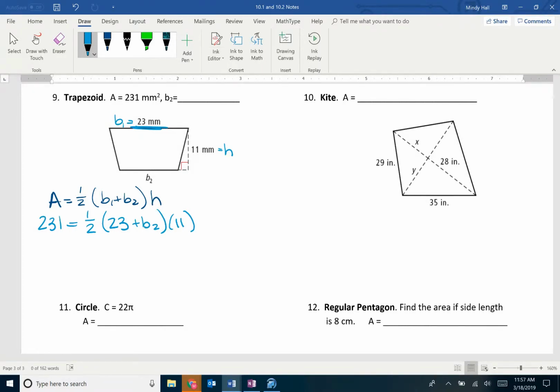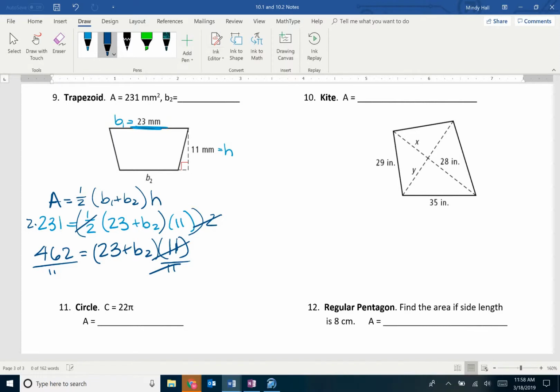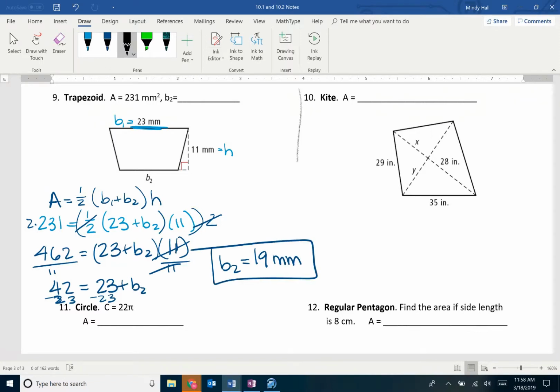To solve this, first I want to take care of this 1/2 because I don't really like seeing it. So I'm going to multiply both sides by 2, and we get 462. 1/2 times 2 cancels out, and then you have 23 plus B2 times 11. Even though it might be tempting to subtract because subtraction makes life easier, you actually have to divide first by 11, because if you don't, then you're breaking the order of operations. So 462 divided by 11 is 42. So we have 42 equals 23 plus B2. When we subtract 23, we get that B2 is 19. And because this is a length, it is just 19 millimeters. It's not squared or anything.